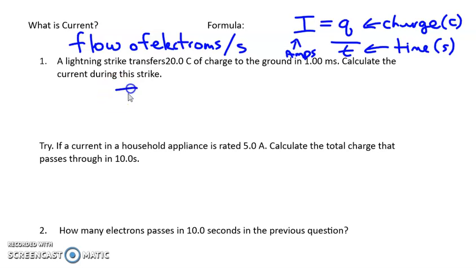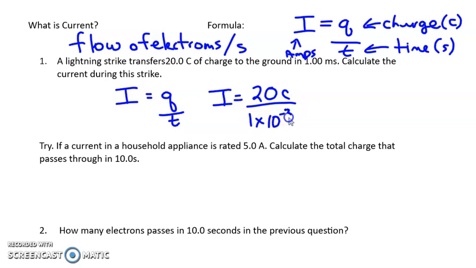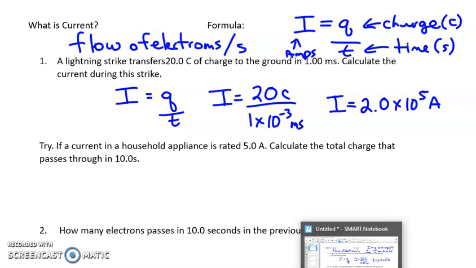Well, I is equal to Q over T, or plugging in the numbers, that's going to be 20 coulombs per 1 times 10 to the negative 3 seconds, which when you calculate that gets you 2.0 times 10 to the 5 amps, or 200,000 amps. Give this next one a little try here and pause the video. Once you think you got it, come back.